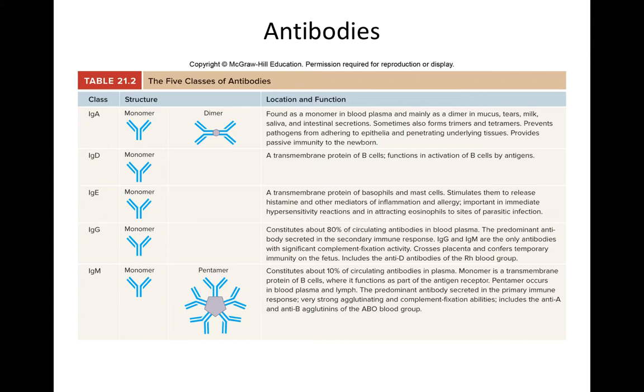IgM is generally found as a pentamer. So you've got 5 of your lobsters hanging out together. Their tails are all facing in. Obviously, it is the largest of the antibodies. It is going to be the antibody that is made first. So it is your primary immune response antibody.